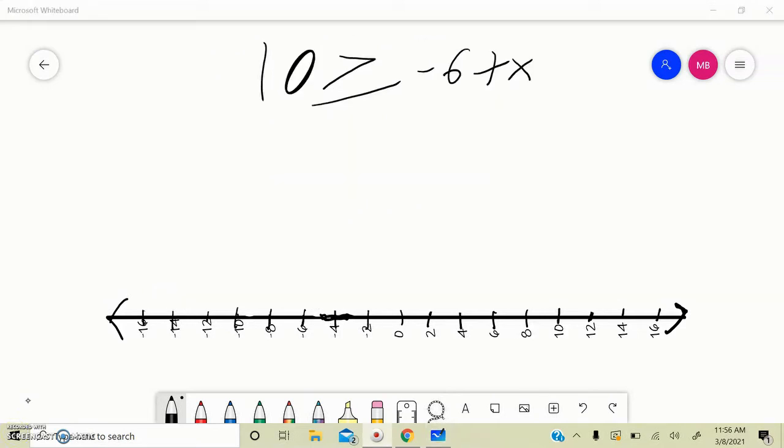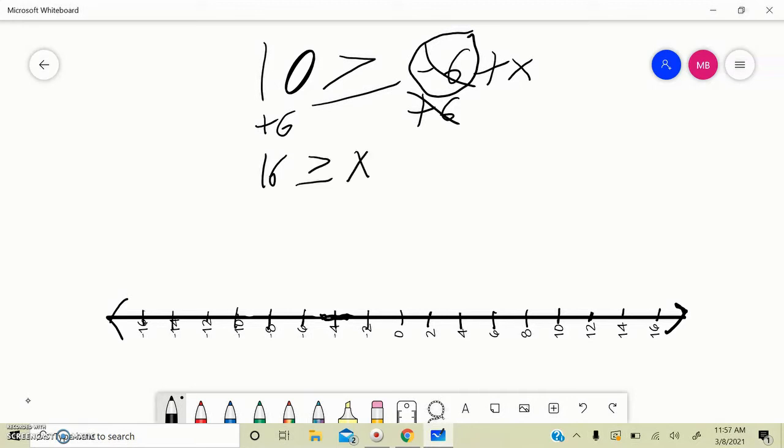Let's take a look at this inequality. I have 10 is greater than or equal to negative 6 plus x. So I want to focus on my negative 6 here and get rid of that on the side with my variable. So I'm going to add 6 on both sides. That is going to let these 6's cancel, and I'm going to be left with 16 is greater than or equal to x. So now I know where my circle is going to go, so I can go ahead and plot that, and it's greater than or equal to, so I can do a closed circle.